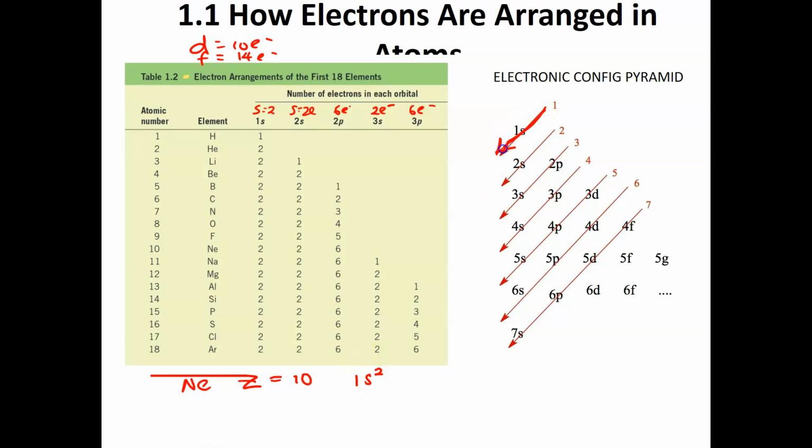So you will go 1s2. So this is done, and then go back to your tail. 2s2 in the pyramid, and then go back to the tail, you get 2p. P takes a maximum of 6. If you count 2 plus 2 plus 6, this gives you 10. So this is the electronic configuration of neon.